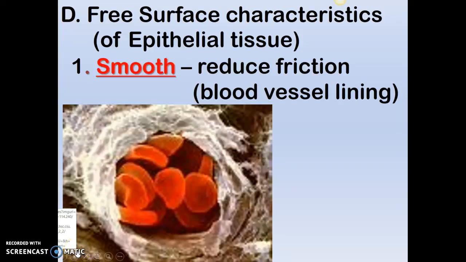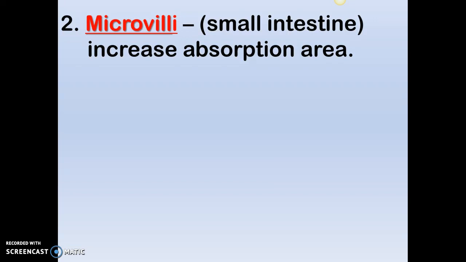Picking up on smooth surfaces. Again, these are characteristics of epithelial tissues. So one, they are smooth to reduce the friction. Two, they form the microvilli in the small intestine. Remember, these are folds within the folds that create a lot of surface area.